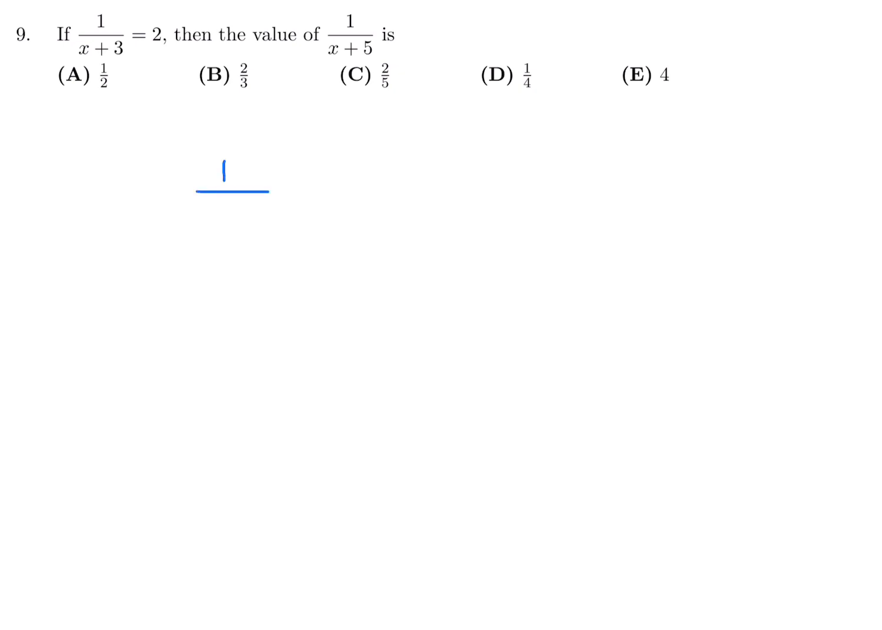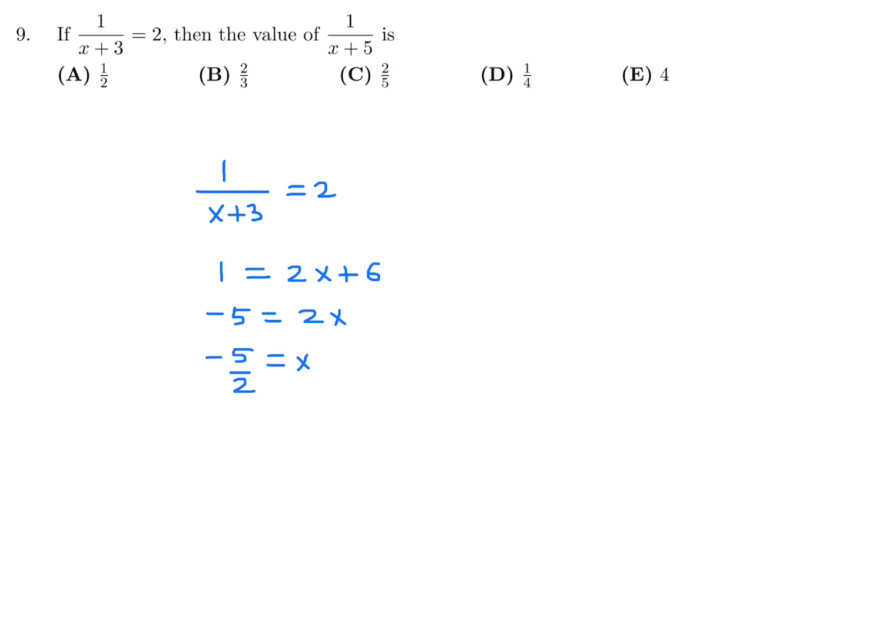If 1 over x plus 3 is equal to 2, then what is the value of 1 over x plus 5? So first we have to solve for x. So this is going to be cross-multiplying, 2x plus 6. And therefore 2x is equal to negative 5. And therefore x is equal to negative 5 over 2.